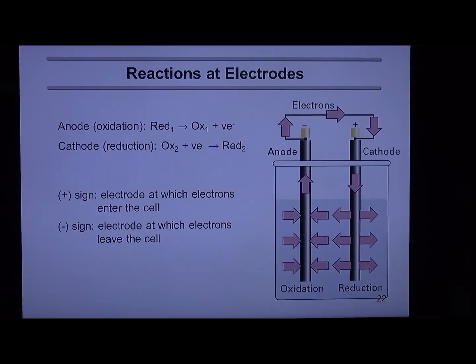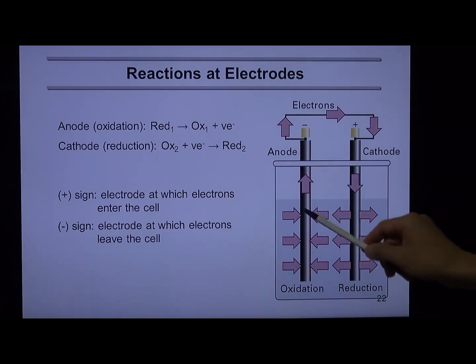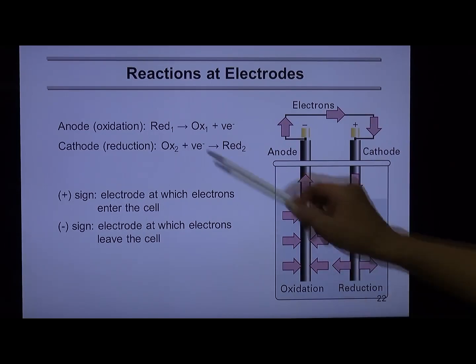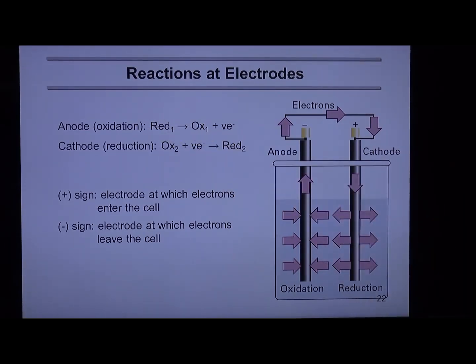Let's move on. Reactions at electrodes. So what kind of reactions occur in an electrochemical cell? Oxidation and reduction, right? And it's very simple. There are 2 electrodes, right? Anode is the electrode at which oxidation occurs. Cathode is the electrode at which reduction occurs. Oxidation anode, reduction cathode. That's all.